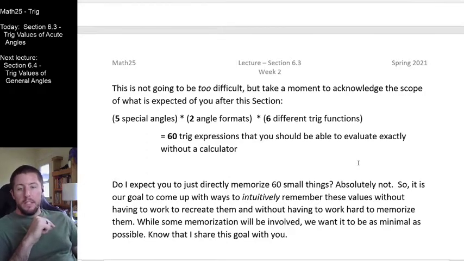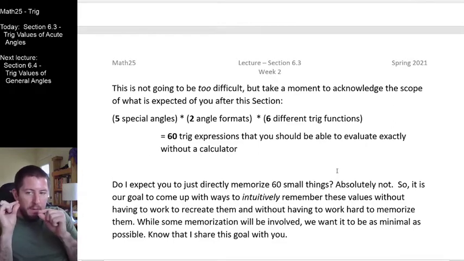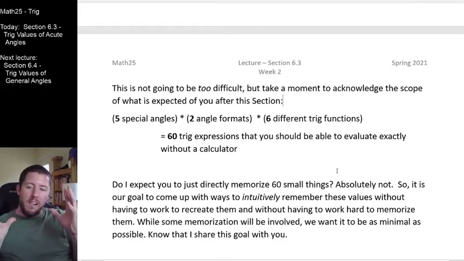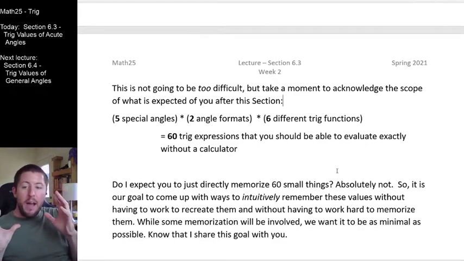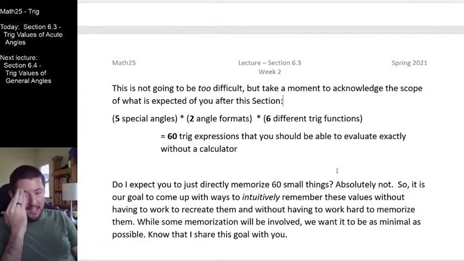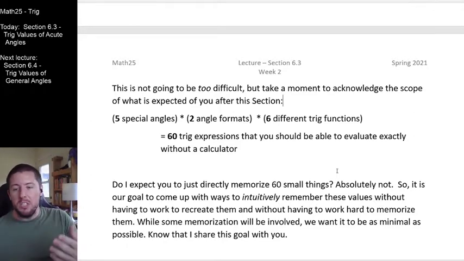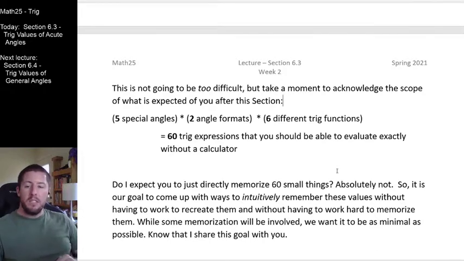Our goal is to come up with ways that we can intuitively remember just a tiny bit of information and allow that to fill in a ton of gaps for us, so that we don't have to memorize 60 things, or even worse, 240 things. We want to memorize about 3 or 4 things and then allow that knowledge to take us the rest of the way. I promise you, my goal is for us to have to do as little memorization work as possible.